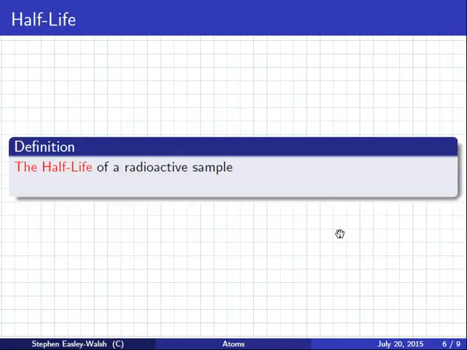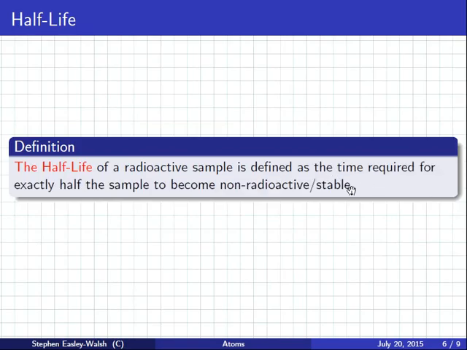Right, so this gives us the concept of half-life. The half-life of a radioactive sample is defined as the time required for exactly half the sample to become non-radioactive or stable. So in other words, the time to lose 50% of the radioactive material.